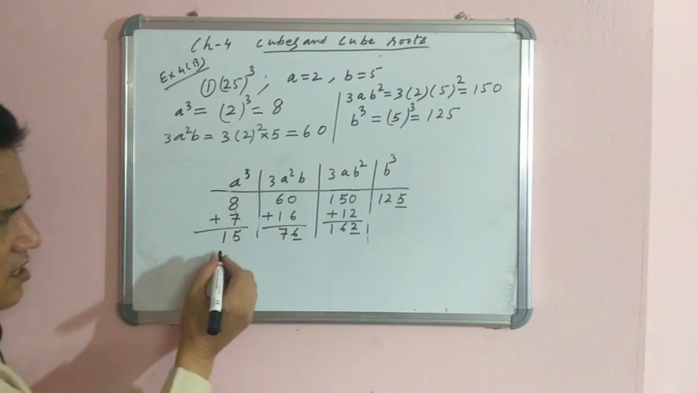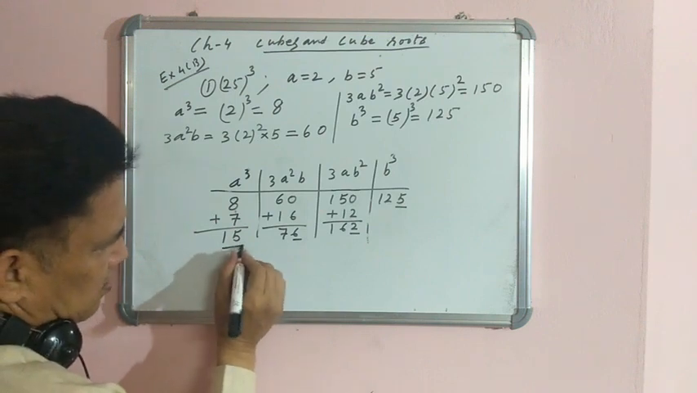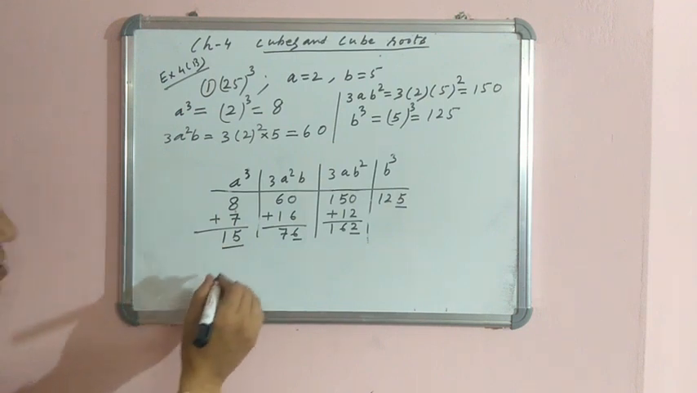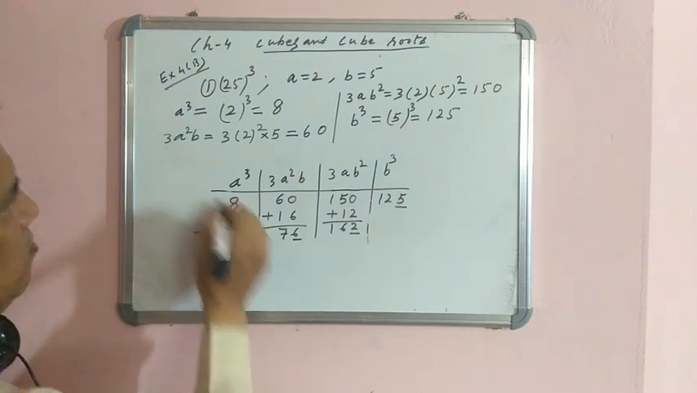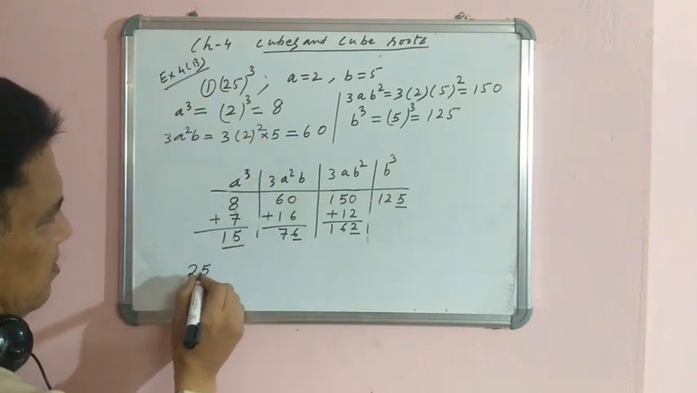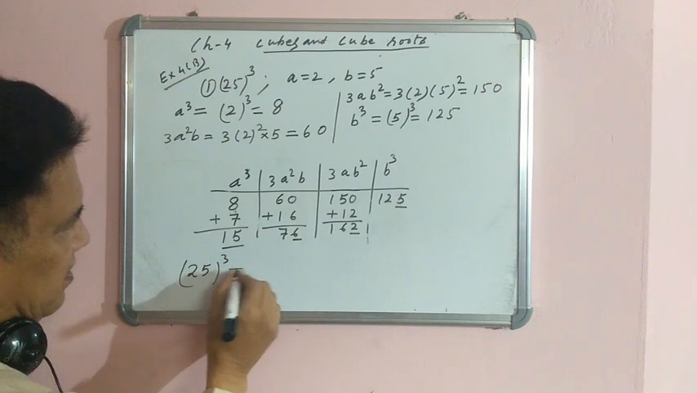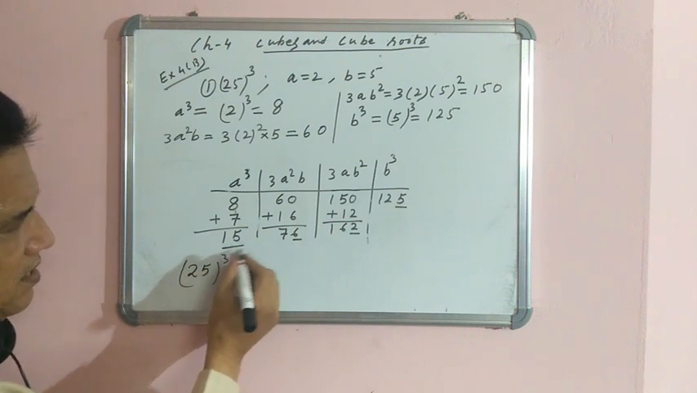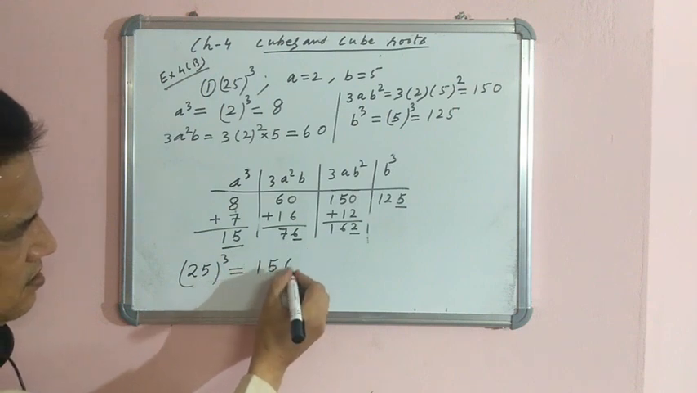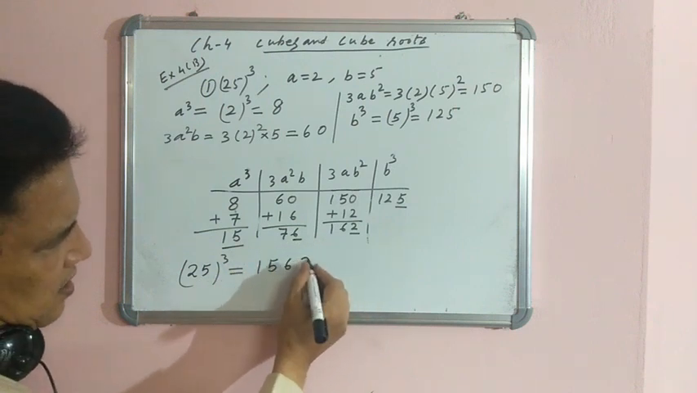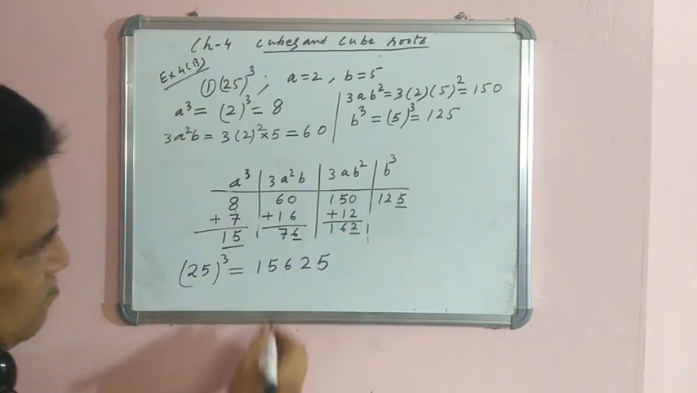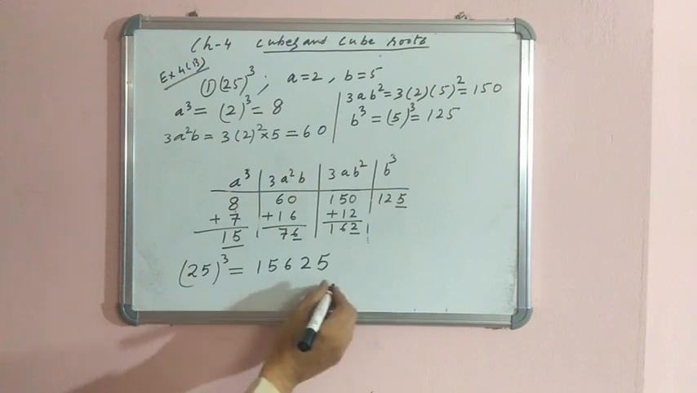So here 2 digits are there, but we will underline both the digits. Whatever the digits are there, we will underline all the digits here. So now it is 15. So 25 whole cube, what are we getting? Both the digits we will take here underlined. 1, 5. Now 6 is there. Now 2 is there. Write down 2. 5 is there. So this is our answer. We have got the cube of 25.